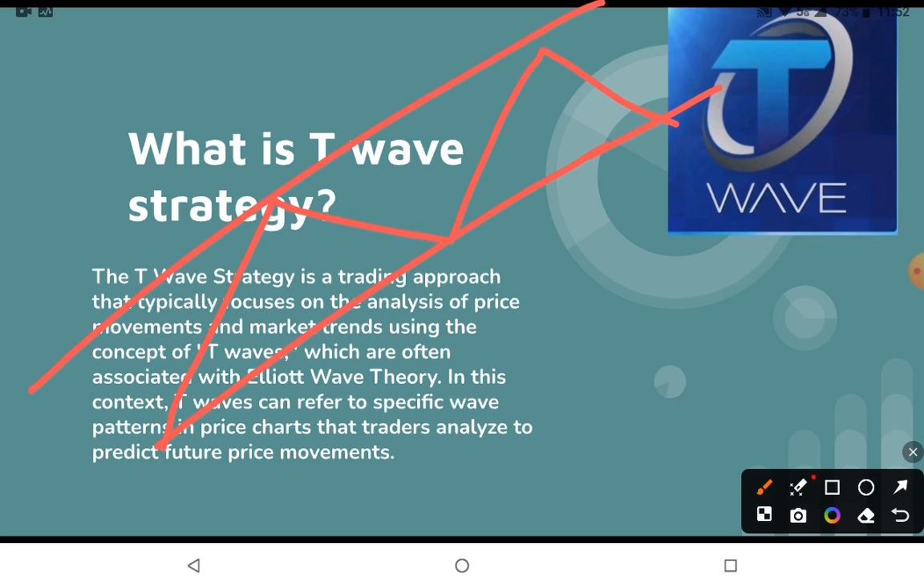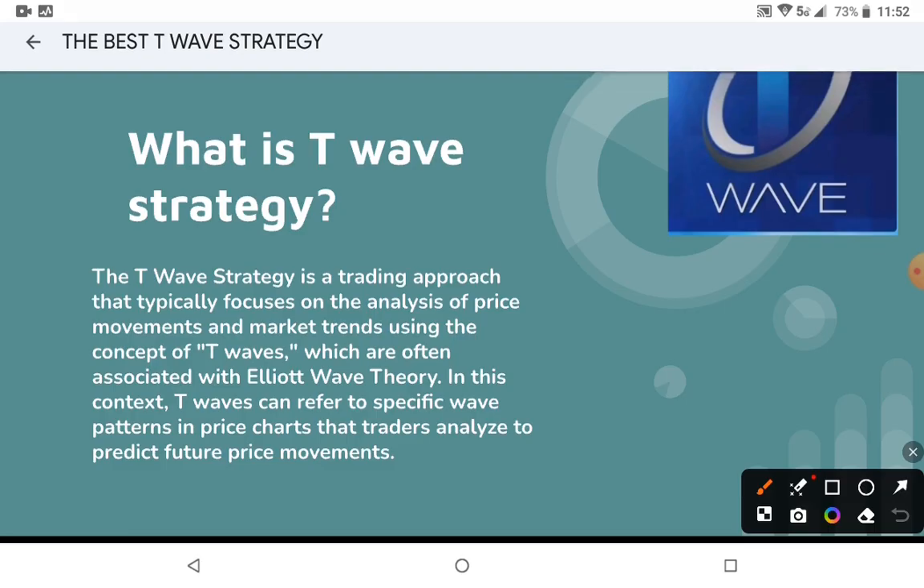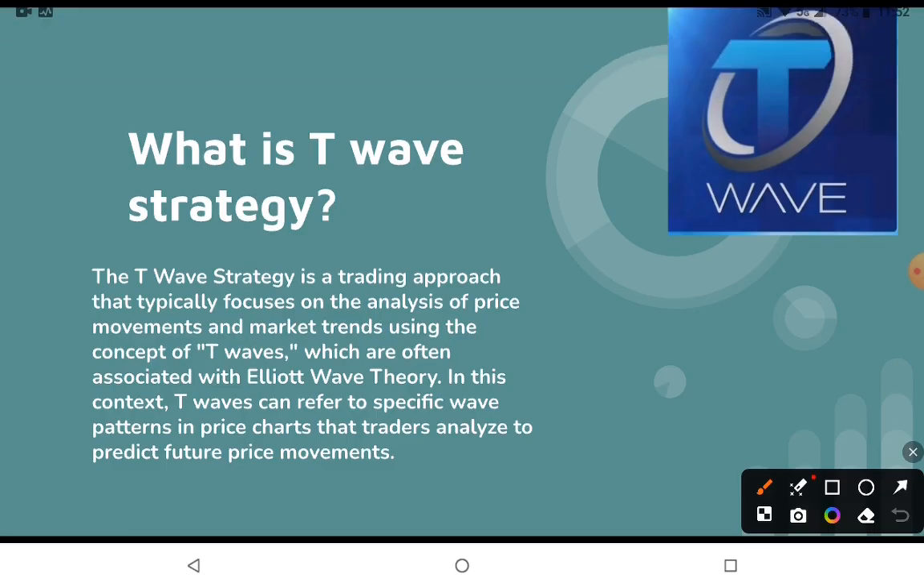So what is actually a T wave for us now? We have two phases of the T waves, phase one and phase two. Phase one is the impulsive move, P1, and P2 is the corrective move. Our target is for us to get the start of phase one and phase two, until it no longer holds.